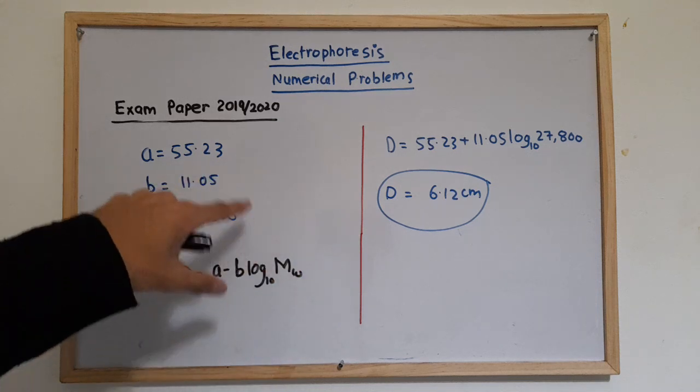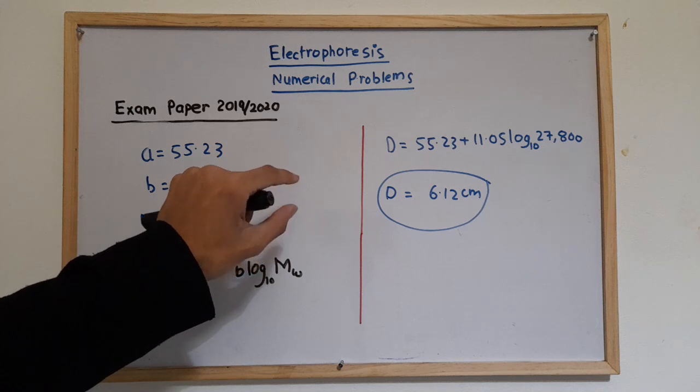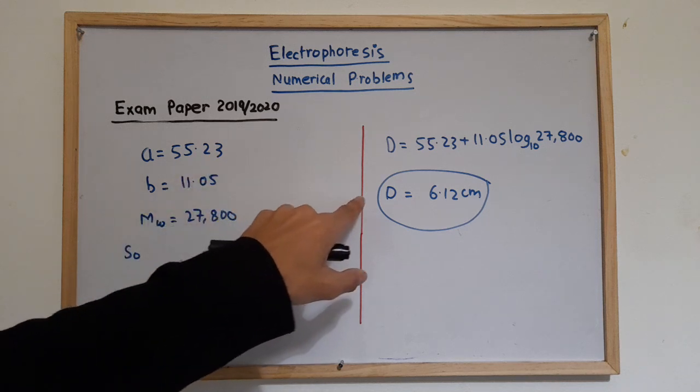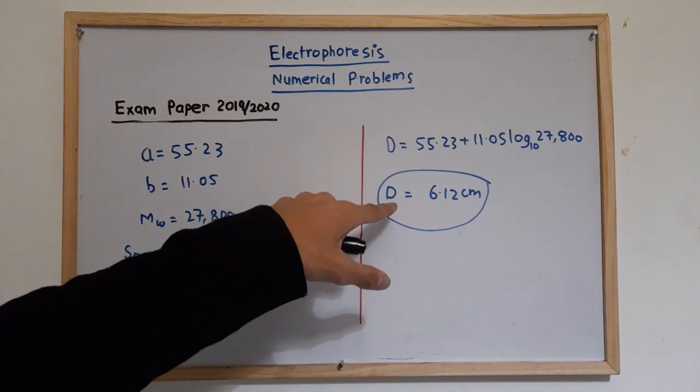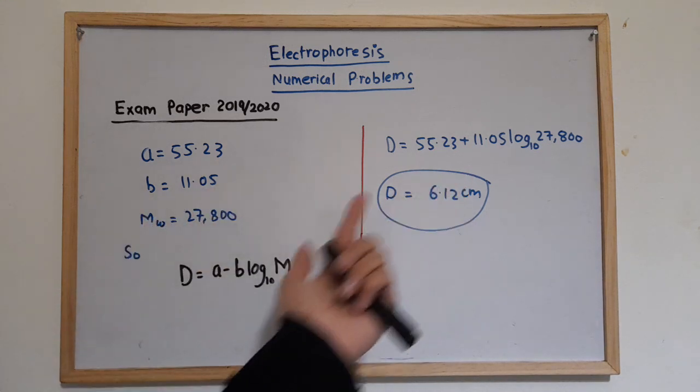So that's how we solve the question. If the molecular weights and distances traveled of two proteins are mentioned, we can find the distance traveled by the third protein, or if the distance traveled by the third protein is given, we can find its molecular weight using the same formula.